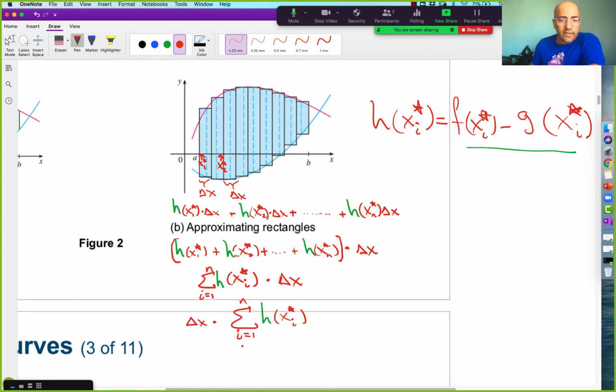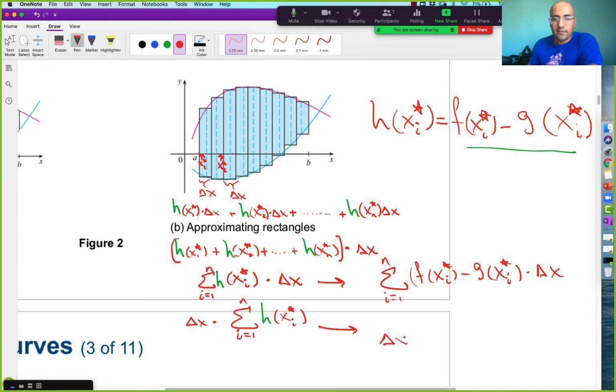Good. And so finally I could say, well, the h was the difference between the two, so I can also just say that it is the Riemann sum as i goes from 1 to n of f of x sub i star minus g of x sub i star times delta x. And just like down here, we can also factor out that delta x and say that this is the sum, as i goes from 1 to n, of the difference between the two, f of x sub i star minus g of x sub i star.